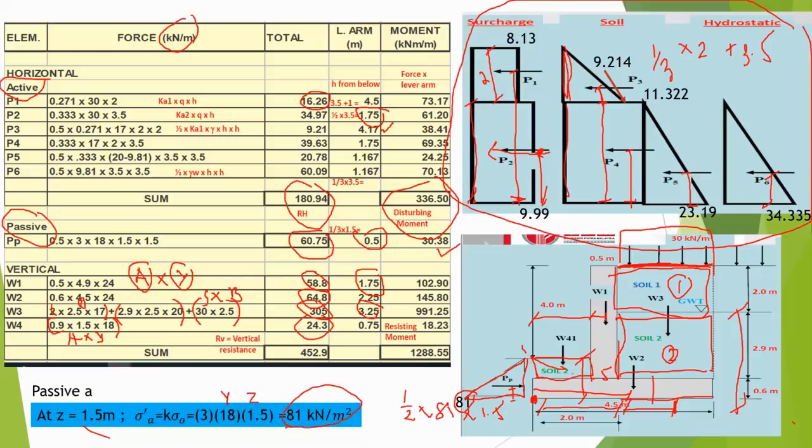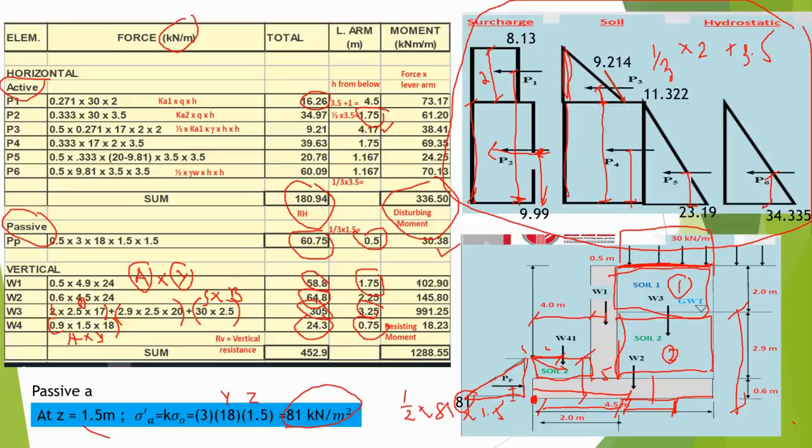Okay, for W4. So, what is this base? This base, what is it? Then divide by 2, you get this, because it is a triangle, right? No, because it is a rectangle, right? Divide by 2 and you get this X, its level arm. So to find this, it is 1.5. Base from here to here is 1.5. Divide by 2, you get this level arm 0.75. That's all. And then you calculate the moment: multiply the force with the level arm, you get the moment.